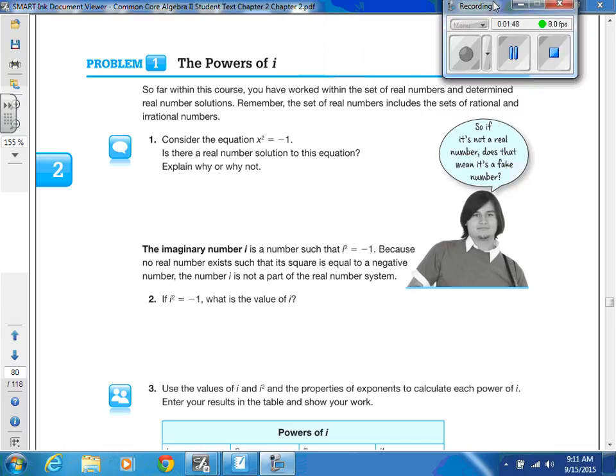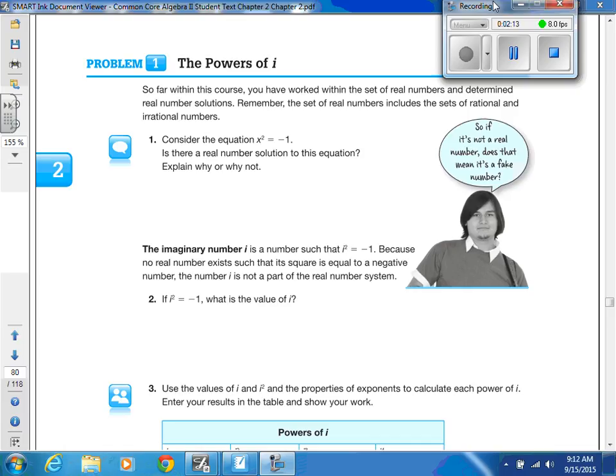All right, so far everything that we've done has been the set of real numbers, okay? Everything had a real solution. And if it didn't have a real solution, we just said it was no solution, okay? But it actually does have a solution. It just has a solution within a set of not real numbers.